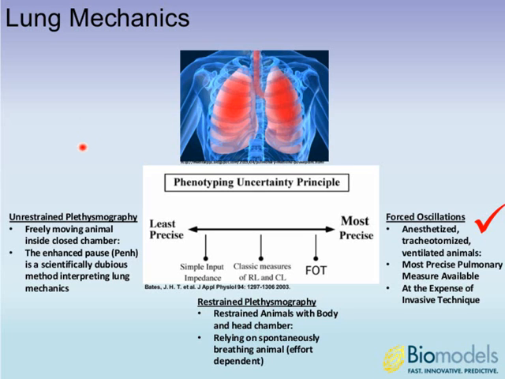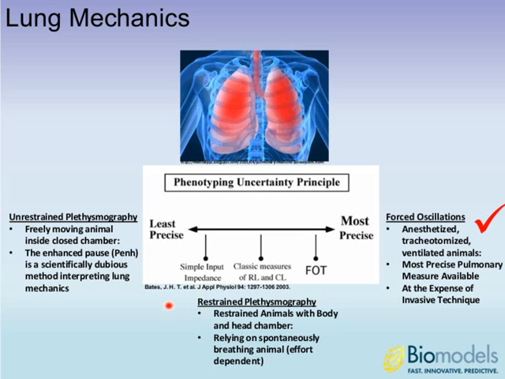So on the left, you have the least precise, but at the same time, the least invasive measure of lung mechanics, and that would be unrestrained plethysmography. You have freely moving animals inside a closed chamber. It's effective at measuring breathing frequency and tidal volume, but that's really where the utility ends. There is an enhanced pause that some people like to use, but I think it's kind to say that that's at the very least a scientifically dubious method for measuring lung mechanics.